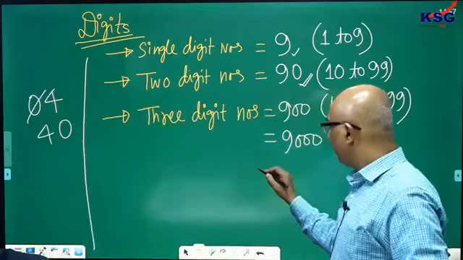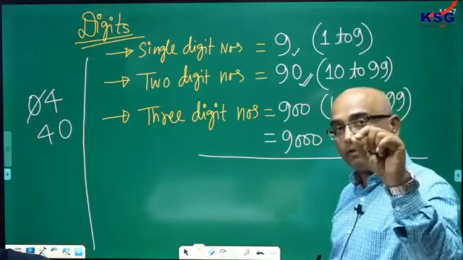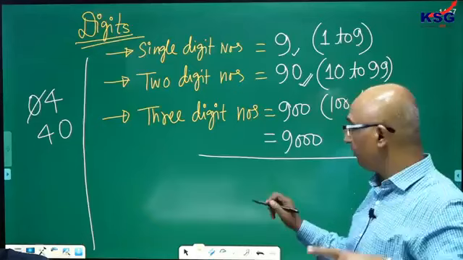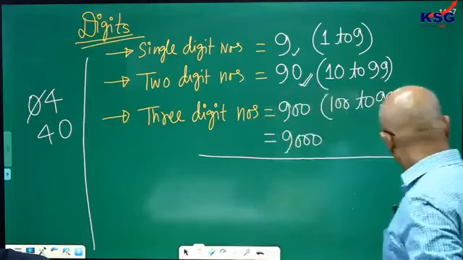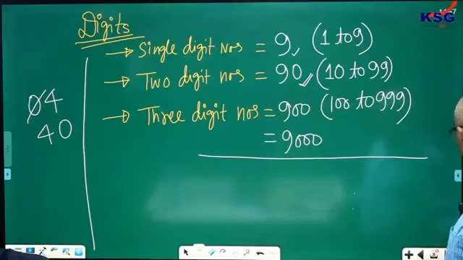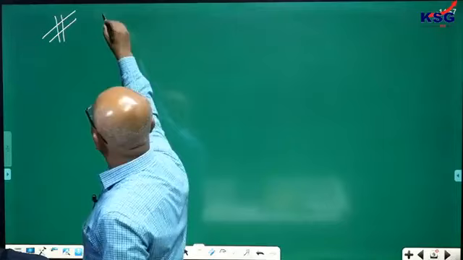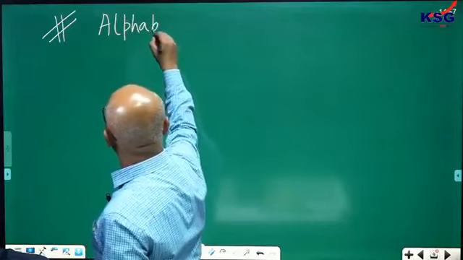See, 0 is a digit but not counted as a single-digit number. Keep this point in mind. The reason is that a number cannot start with 0. Okay, good. Now see one last discussion: alphabets into digits.